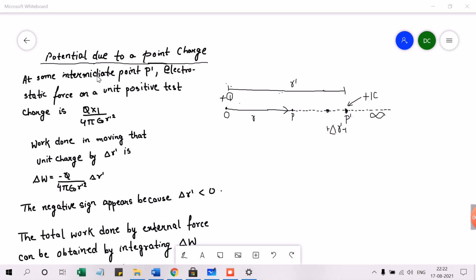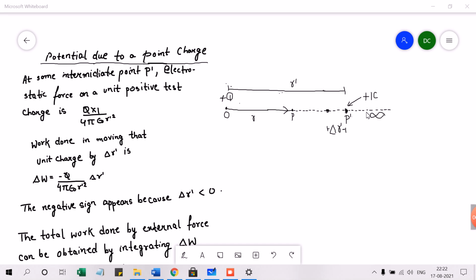At some intermediate point P dash, the electrostatic force on a unit positive test charge is q into 1 by 4 pi epsilon naught r dash square. Here, as we know, plus q is the charge because of which we have to find the potential. Plus 1 coulomb is the unit positive test charge.